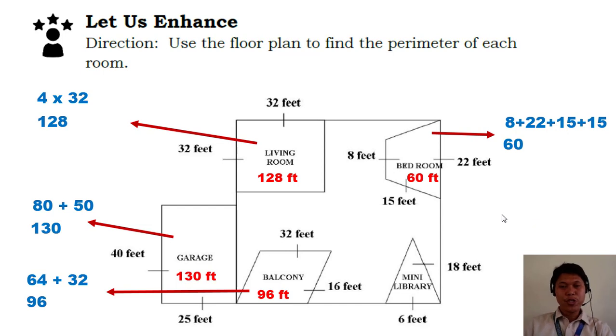So this time we are going to proceed to the mini library. So this is 18, this is also 18, and this is 6. So it is 18 plus 18 is 36, and then 6. So 36 plus 6 is equal to 42. Then the perimeter of this mini library is 42 feet.